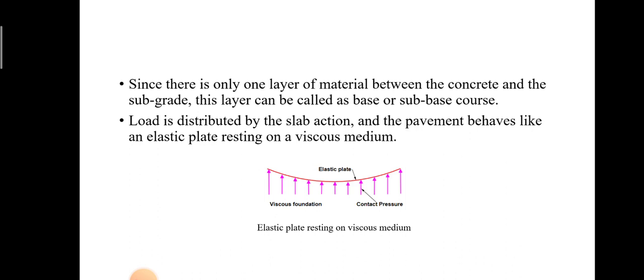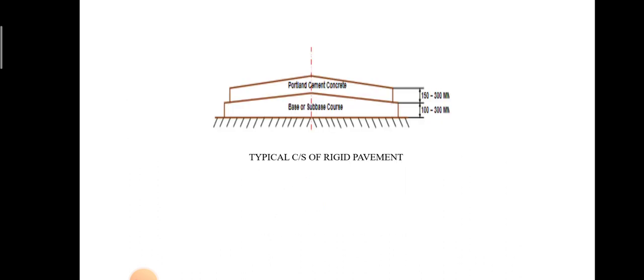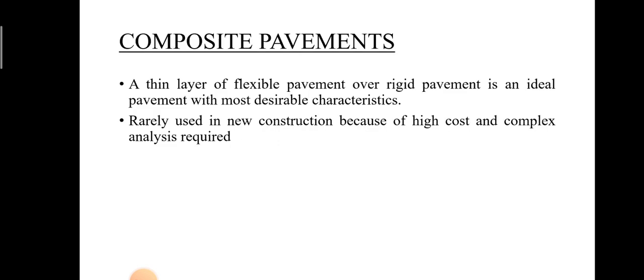Then this is the typical cross section of a rigid pavement, that is base or subbase course, and above which a Portland cement concrete. Then the third type of pavement is composite pavement. It is a thin layer of flexible pavement over rigid pavement, an ideal pavement with the most desirable characteristics. Rarely used in new construction because of high cost and complex analysis required.